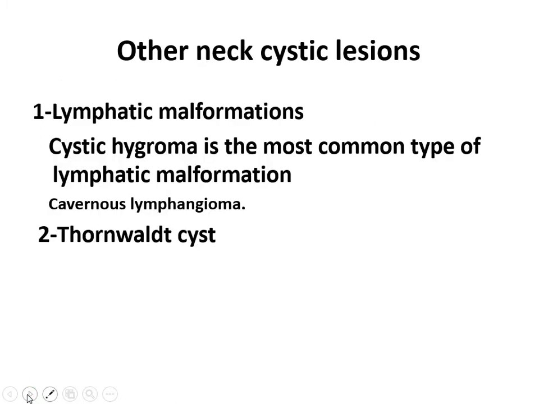Other neck cystic lesions: lymphatic malformation like cystic hygroma, and cavernous hemangioma. Cystic hygroma is the most common type of lymphatic malformation. Thornwaldt cyst: the typical location of the Thornwaldt cyst is the midline of the nasopharynx.